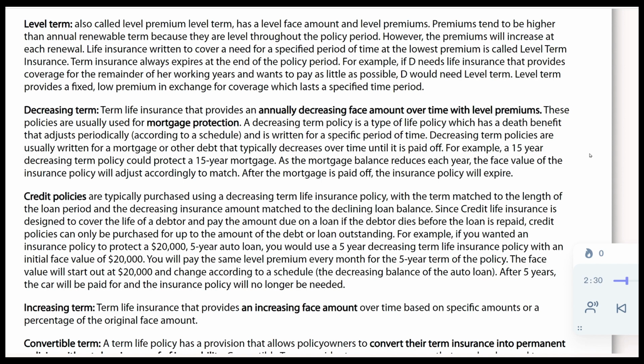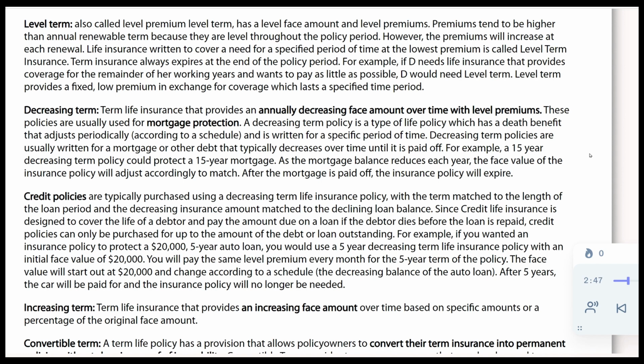Decreasing term is life insurance that provides an annually decreasing face amount over time with level premiums. These policies are usually used for mortgage protection. A decreasing term policy is a type of life policy which has a death benefit that adjusts periodically, according to a schedule, and is written for a specific period of time.